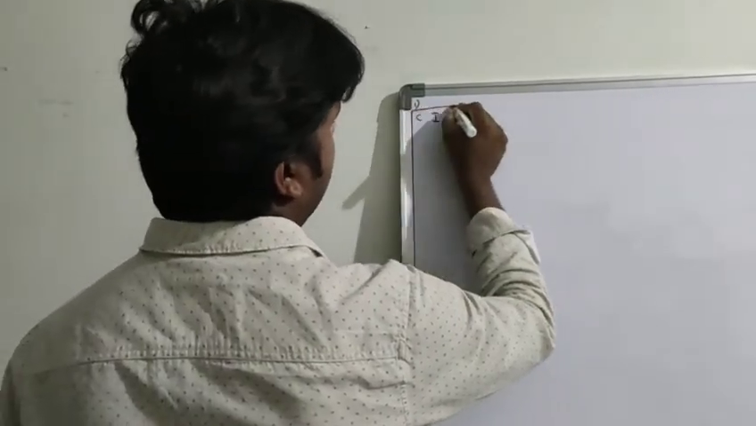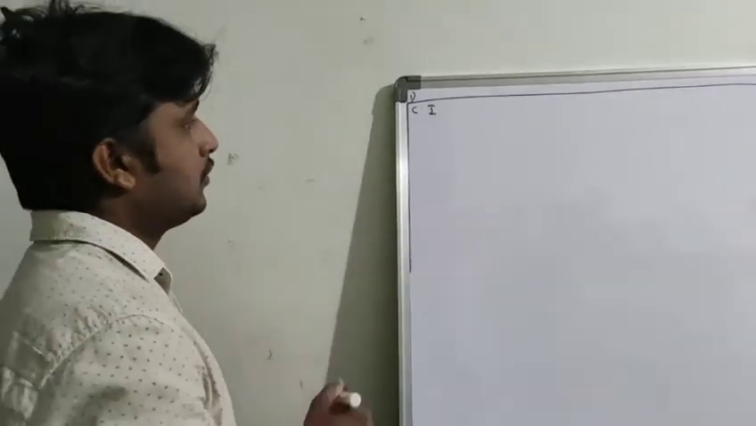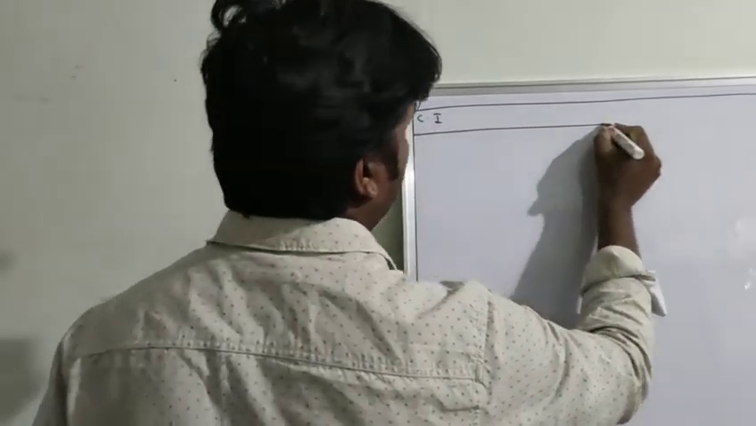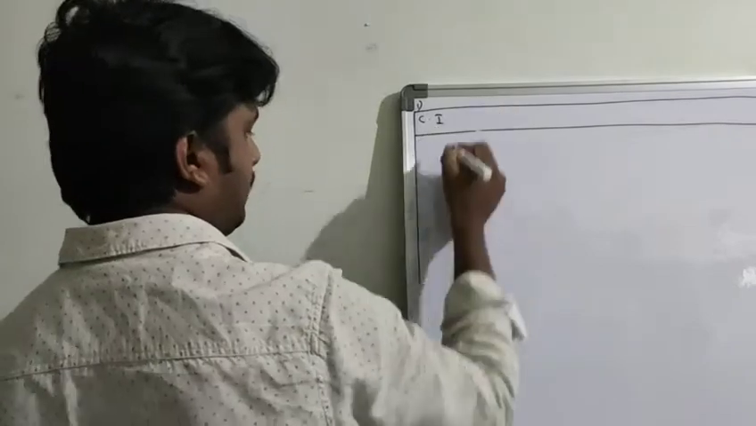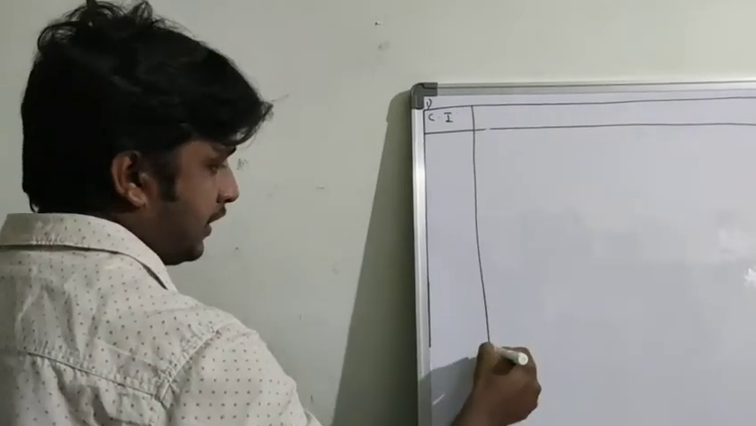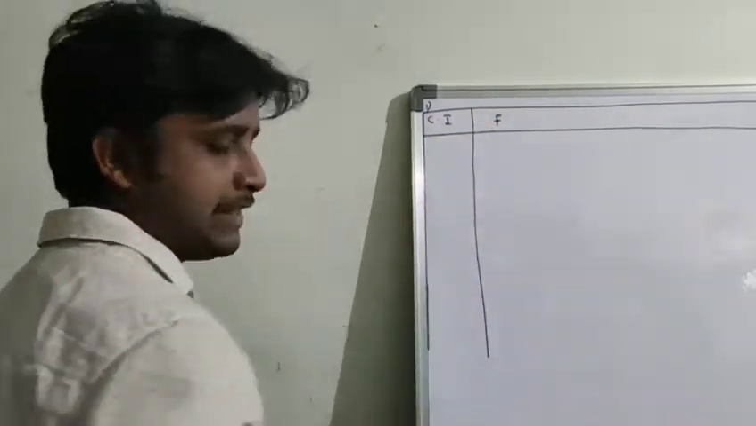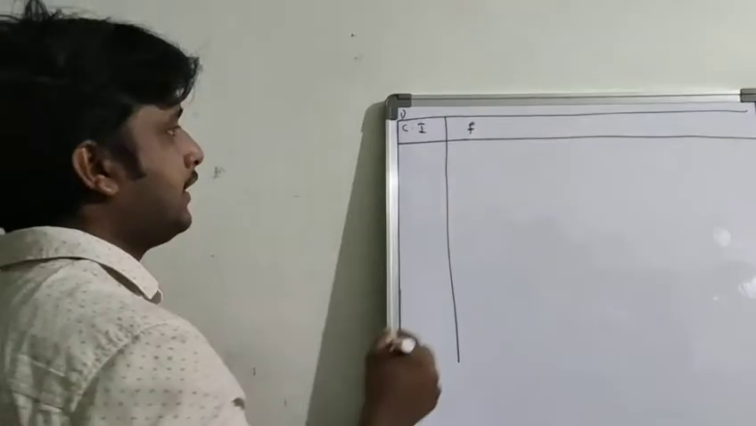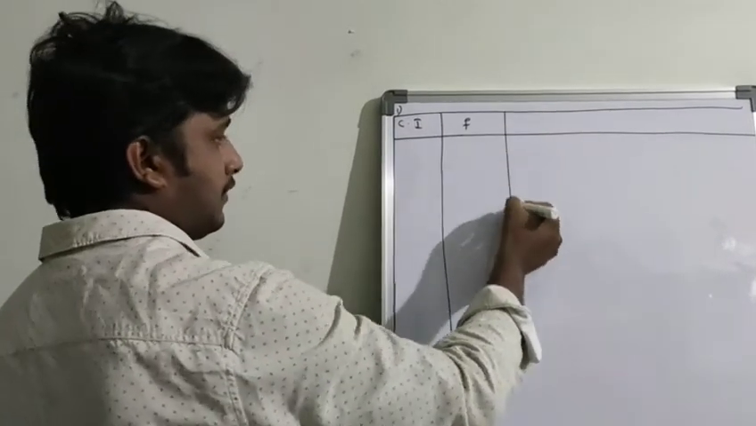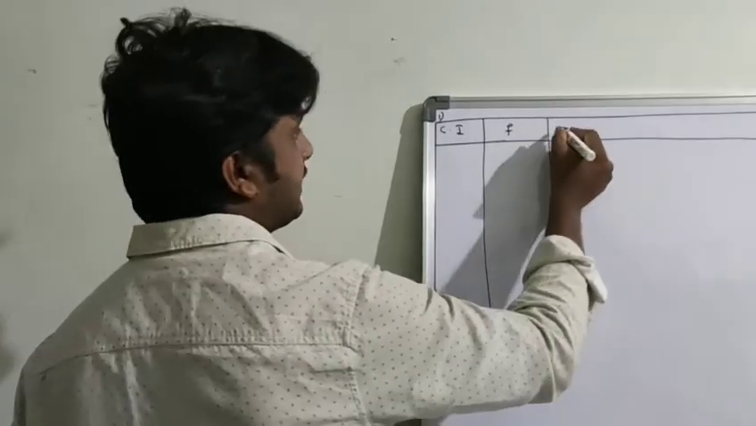First I will explain the table, afterwards I will explain the graph. Okay, so first class interval, next frequency, and here it is the less than cumulative frequency. So we have to take the x-axis as the upper boundary.